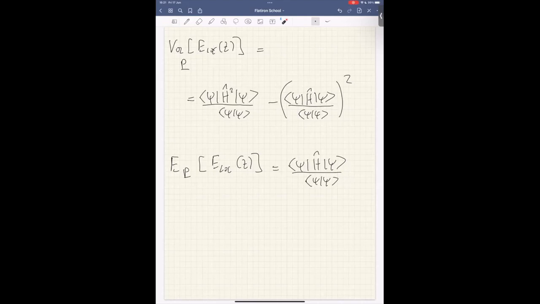Here the baseline is automatic, in a sense, because the fluctuations automatically get reduced when you approach the ground state. Okay.